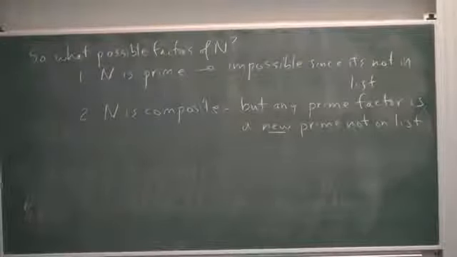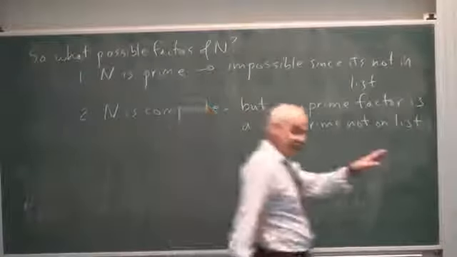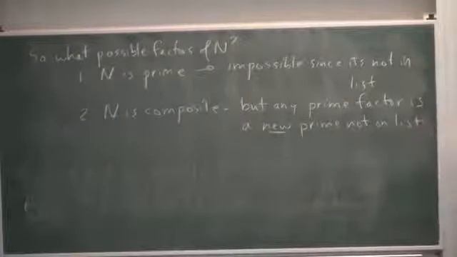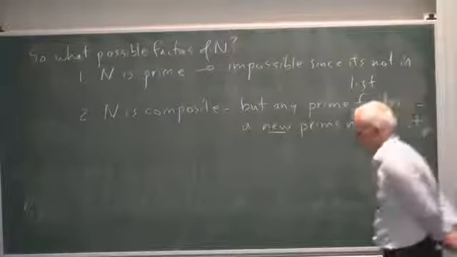So either way, we get some new primes. Either n itself is a new prime, or one of its factors is a new prime. So that's the end of the proof.